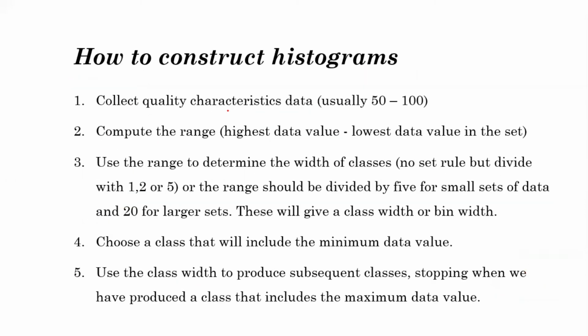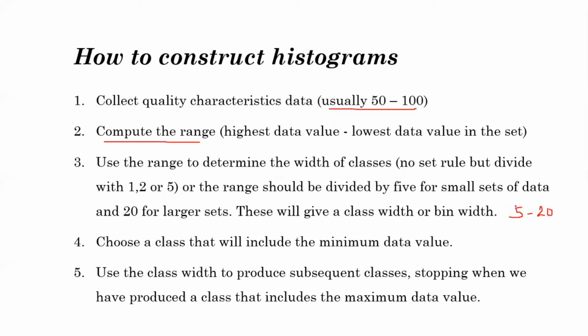So how to construct histograms, I'll not go in depth here. So we started to look at the phases. The first thing, collect characteristics data, usually should be 10 up to 100. Then you have to compute the range. That means you identify the highest value and the lowest value, and the difference will give you the range. Then you are going to divide the range using these numbers or 10 multiplication of these numbers. And we would usually want to have a number of classes between 5 and 20.